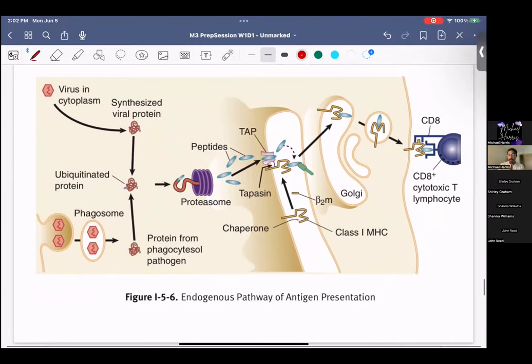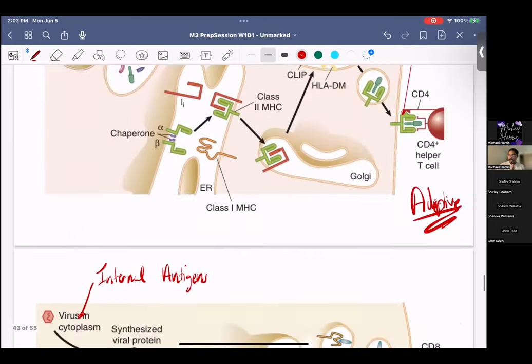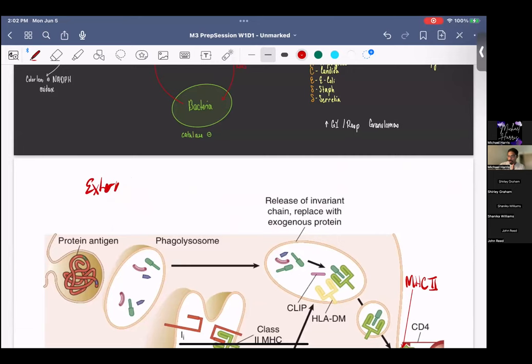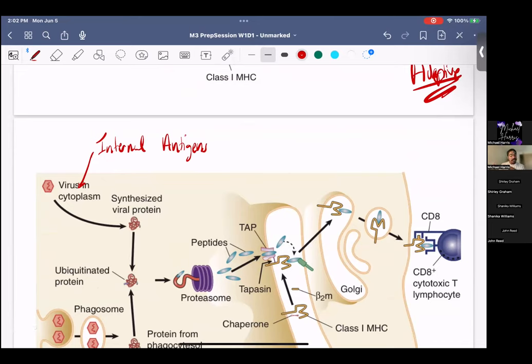This is the same concept, but now for MHC1s. And these are for internal antigens, as opposed to external ones, because viruses infect cells. So they're inside the cell. As a result, you have to have some immune response for them. We'll get into that. But they take these viruses inside the cell and present them on MHC1s.